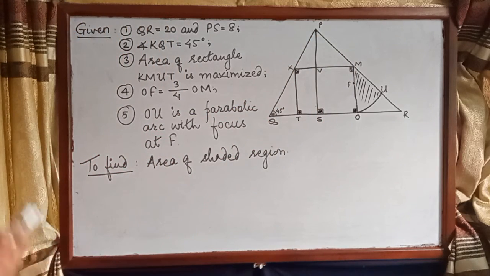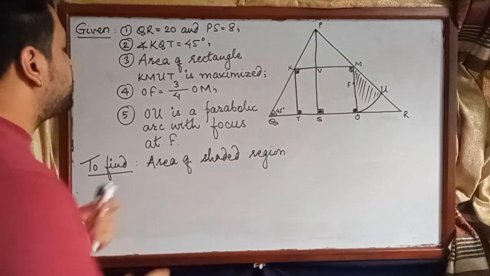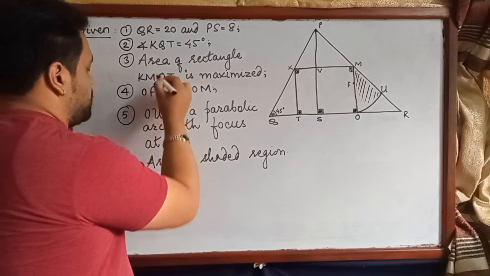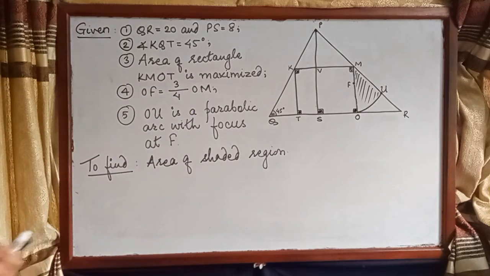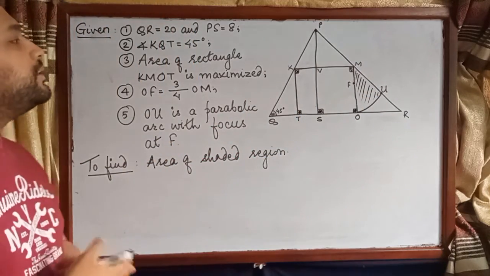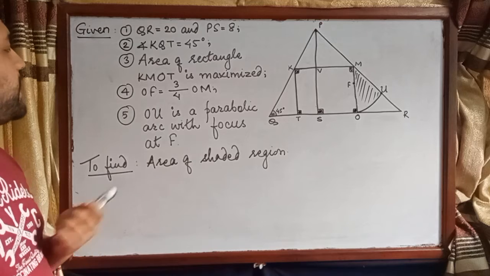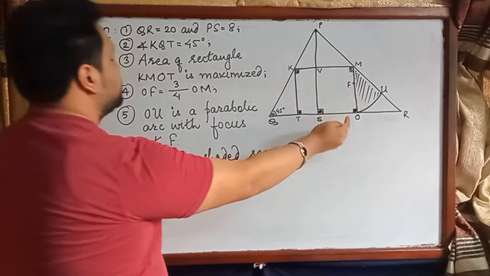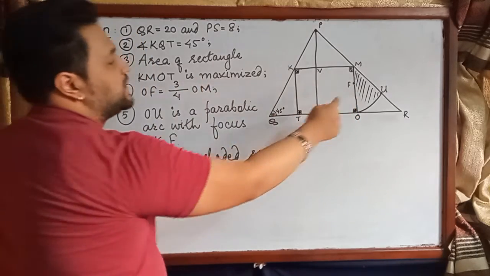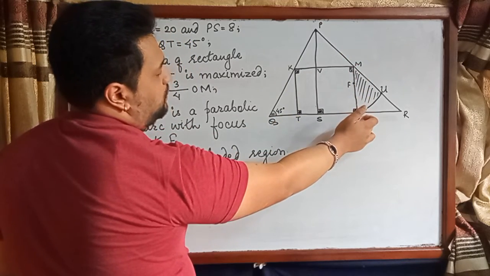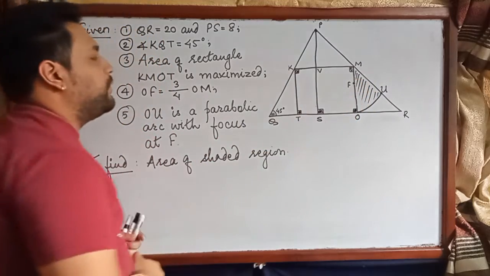And even though we do not have the dimensions of the rectangle, it is given to us that the area of rectangle KMOT is maximized. Furthermore, we are given that OF, this length, is equal to 3/4 of the entire length OM. So if this length is say Y, then this length is 3/4 Y.